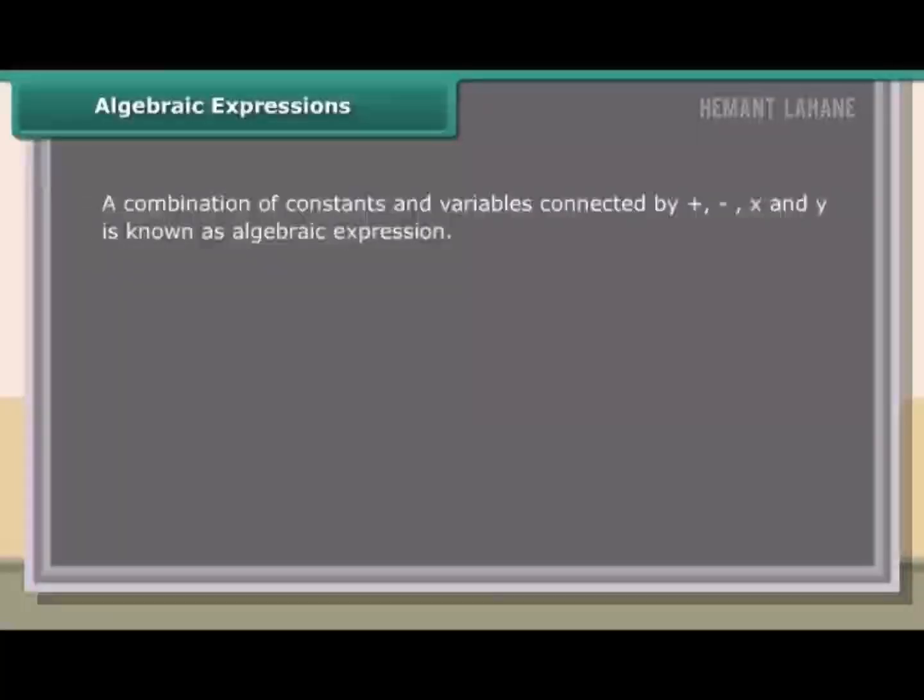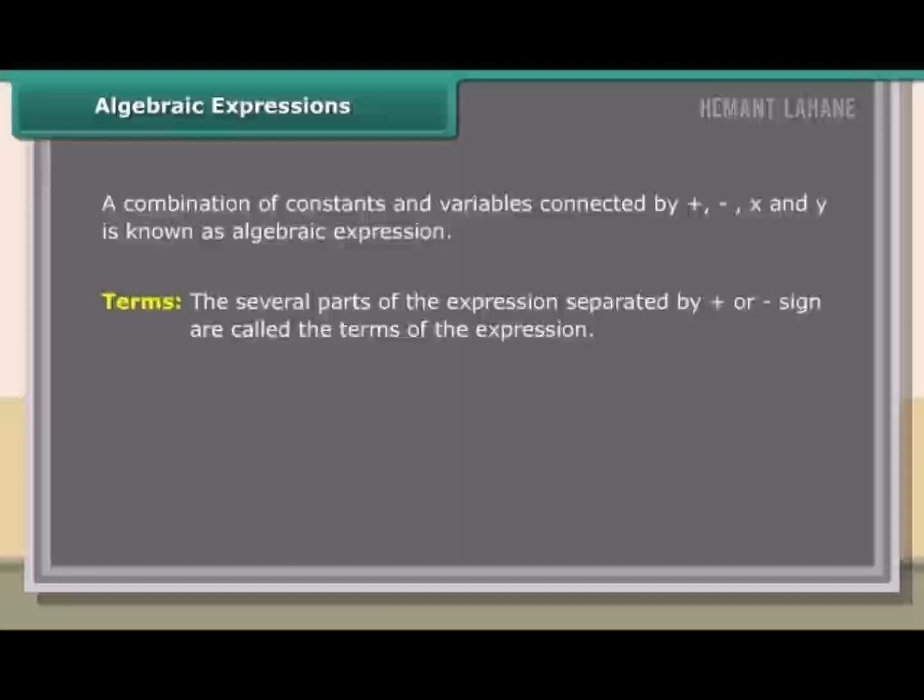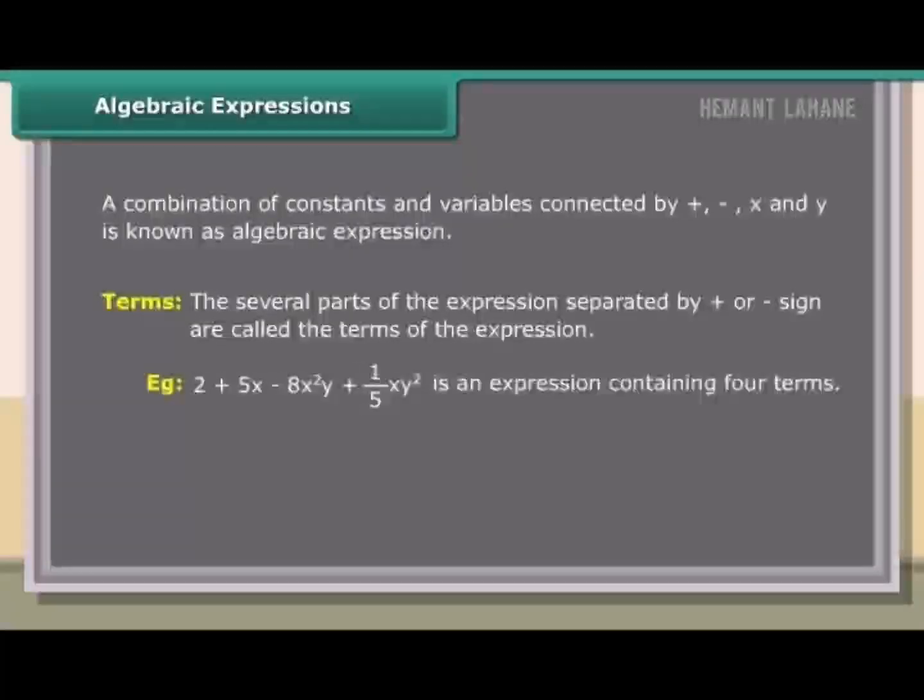Algebraic expressions. A combination of constants and variables connected by plus, minus, multiplication, and division is known as an algebraic expression. Terms. The several parts of the expression separated by plus or minus sign are called the terms of the expression. Example, 2 plus 5x minus 8x square y plus 1 upon 5xy square is an expression containing 4 terms. They are 2, 5x, minus 8x square y, and 1 upon 5xy square.